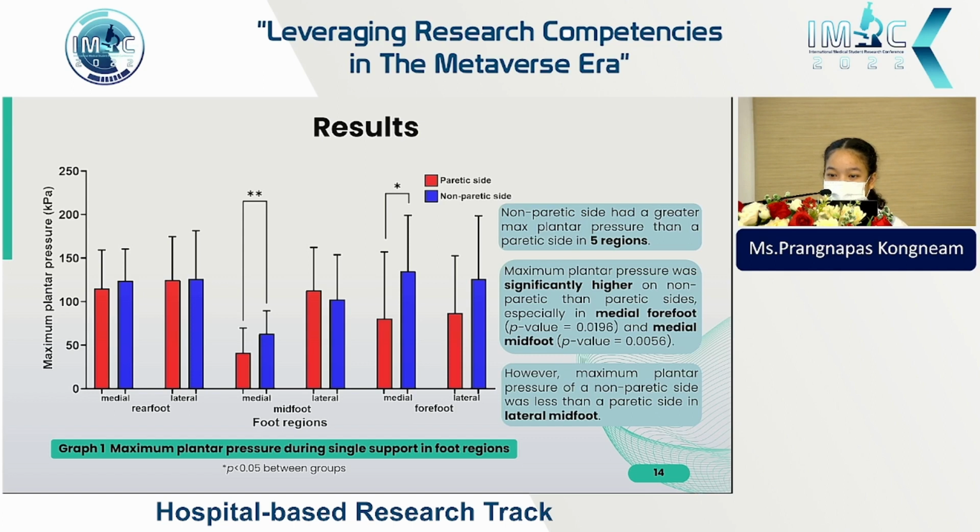Then we did some statistical analysis and found that the non-paretic side had greater maximum plantar pressure than the paretic side in 5 regions. In 2 regions, maximum plantar pressure was significantly higher on the paretic side than the non-paretic side, especially in the medial midfoot and in the medial forefoot. However, there was one region, the lateral midfoot, where the maximum plantar pressure of the non-paretic side was less than the paretic side.